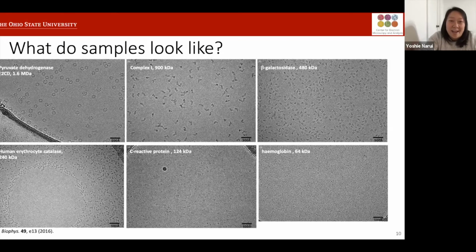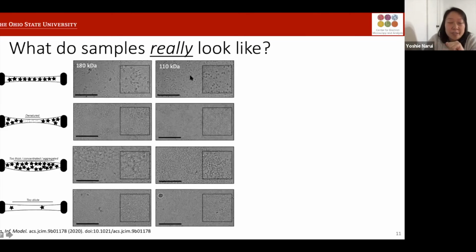Okay, so these are obviously sort of perfect images of samples. So what in reality do they actually look like, right? Usually you'll see a variety of things. In panel A here, what you see are two different particles. One's 180 kilodaltons and the other one is 110 kilodaltons. The insets are just blown-up regions, but you can see individual particles. So the ice thickness here is good. And I can still see some contamination or aggregation, maybe some ice in there. But overall pretty good. So you could move on with a sample like sample A.